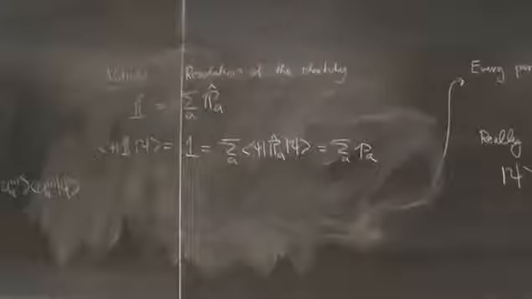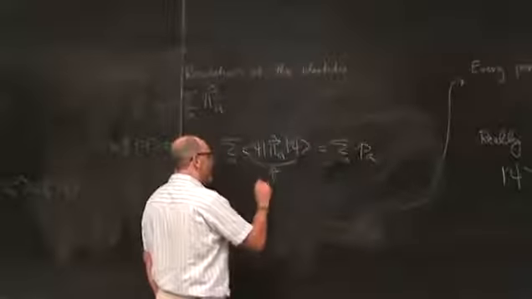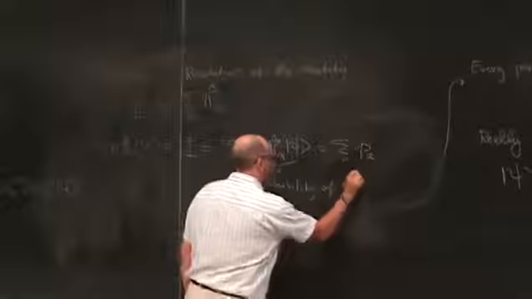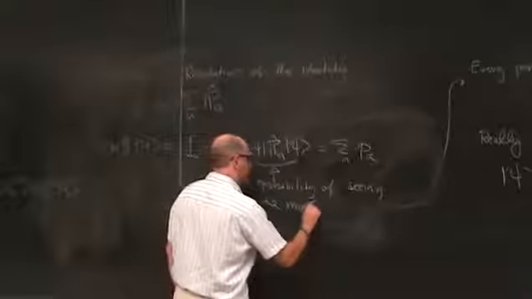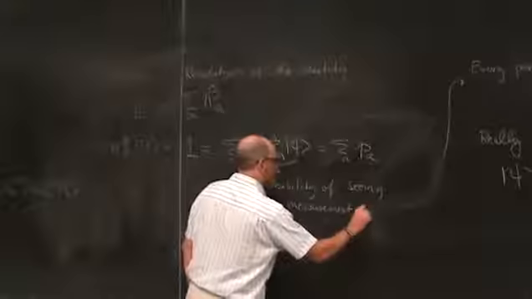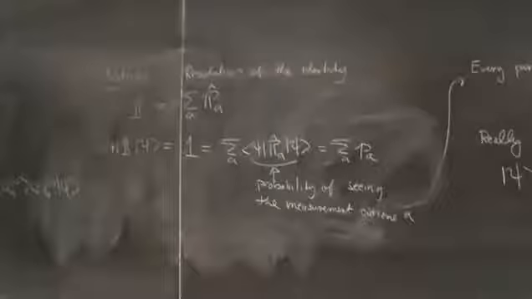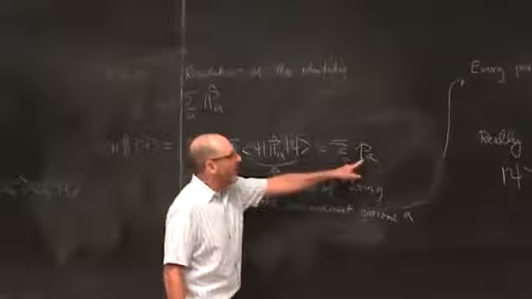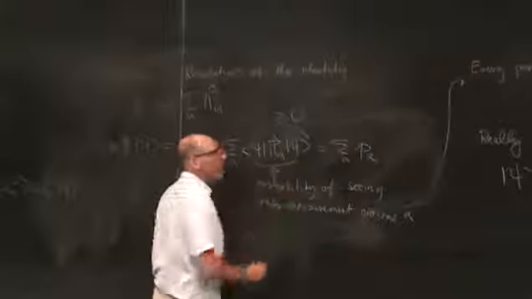So we can associate each one of these objects with the probability of seeing the measurement outcome A. So by having a resolution of the identity, we have a way of assigning probabilities. Because the probabilities are numbers that add to 1, and moreover, these are positive or non-negative numbers.